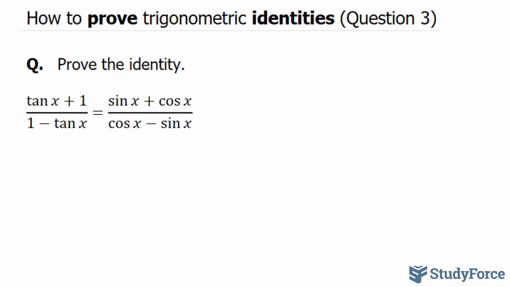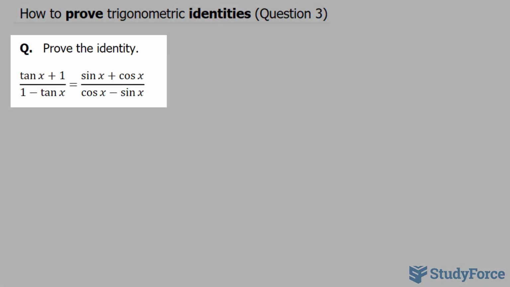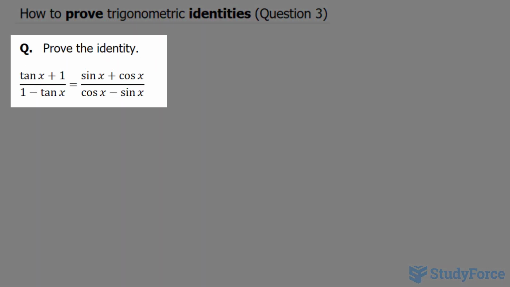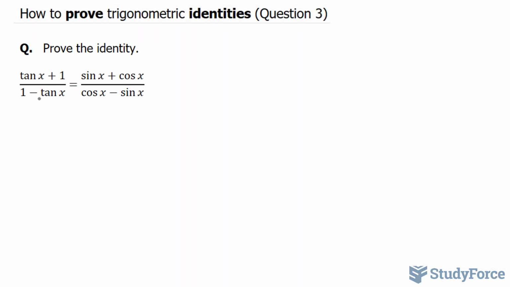In this video, I'll show you how to prove trigonometric identities. This is question 3. The question reads, prove the identity tan x plus 1 over 1 minus tan x is equal to sin x plus cosine x over cosine x minus sin x. I'll work with the left side exclusively, and I'll try to make it look like the right side.